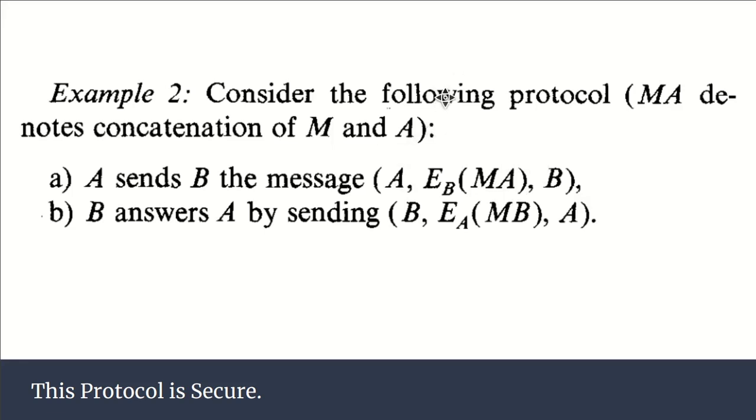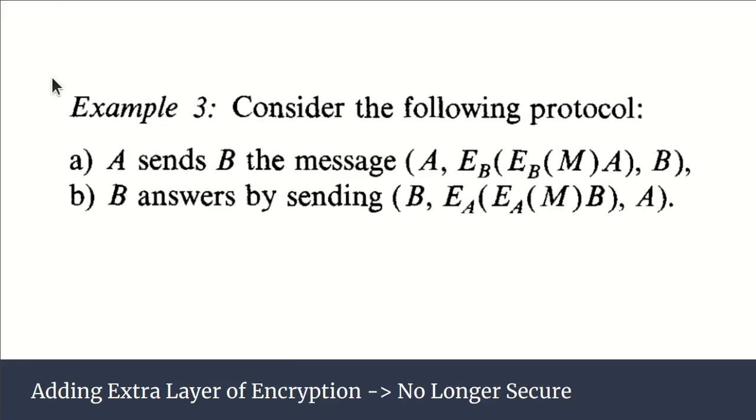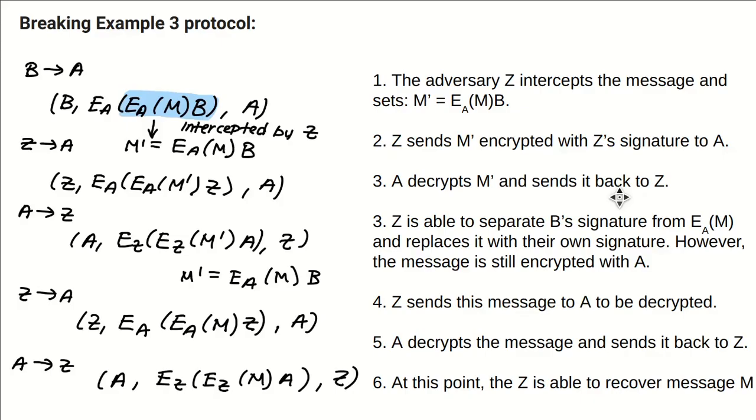So is the name stamp protocol always secure? The answer is no. Let's look at example 3, where we add an extra layer of encryption. Turns out this protocol is no longer secure because of that. Adversary Z is able to break the protocol.